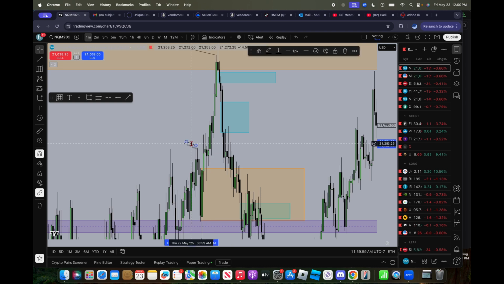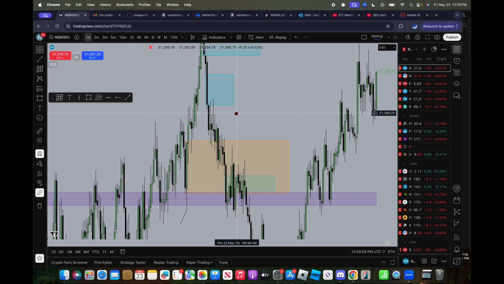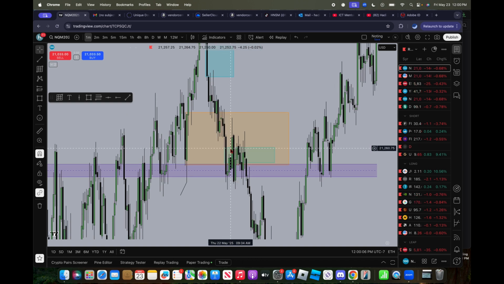So you're looking for the first PD array to hold, but what about that fair value gap? Okay, yeah. So I get it's been a little bit disrespected. It's been closed past, you know what I'm saying? But then I have to allow for that, because this is just the first PD array. It's aligned with the breaker, but it's just the first one.